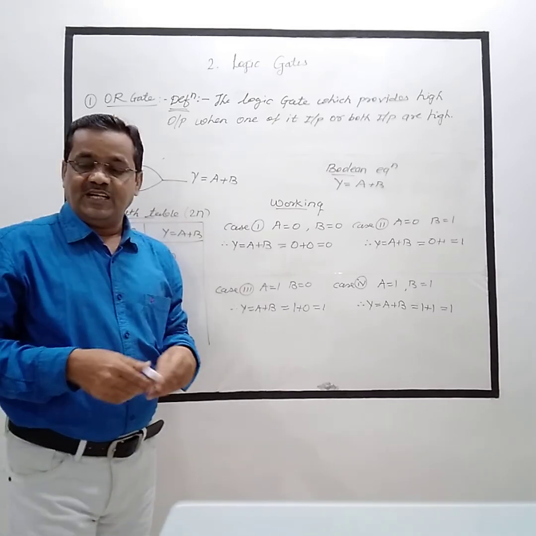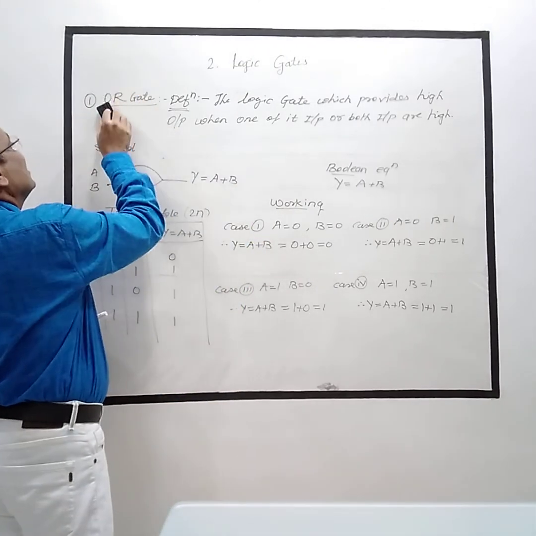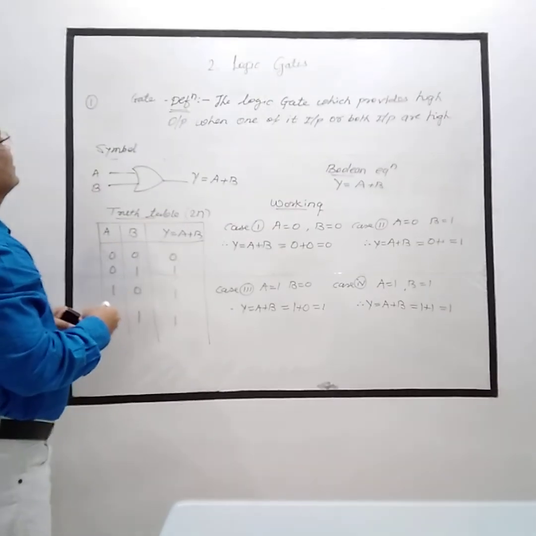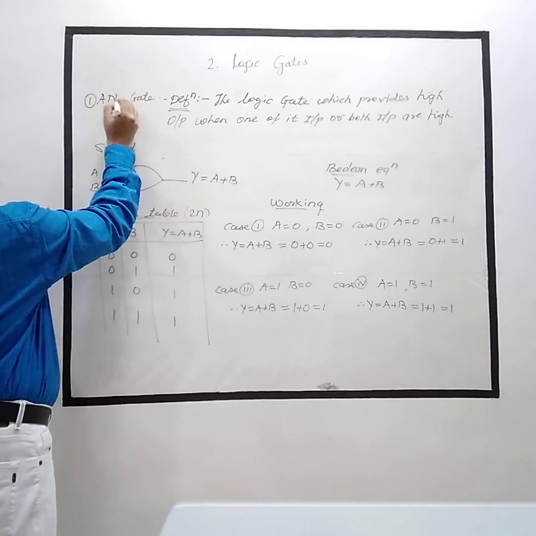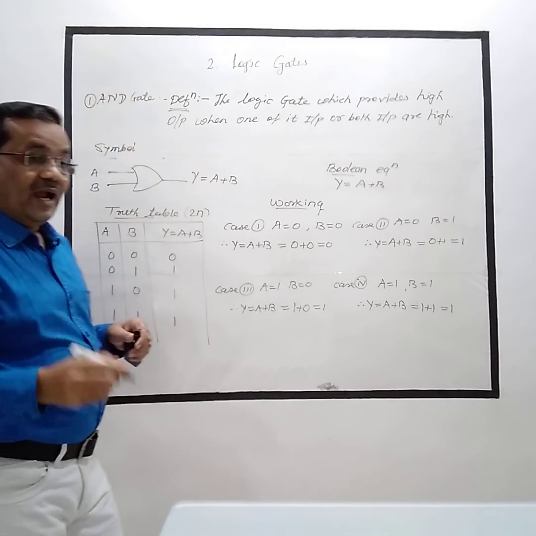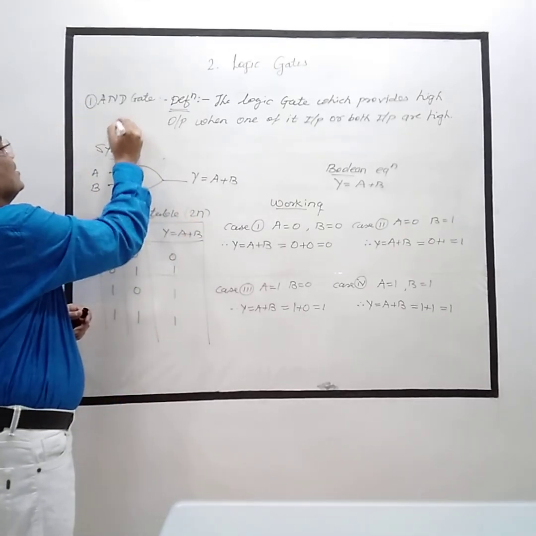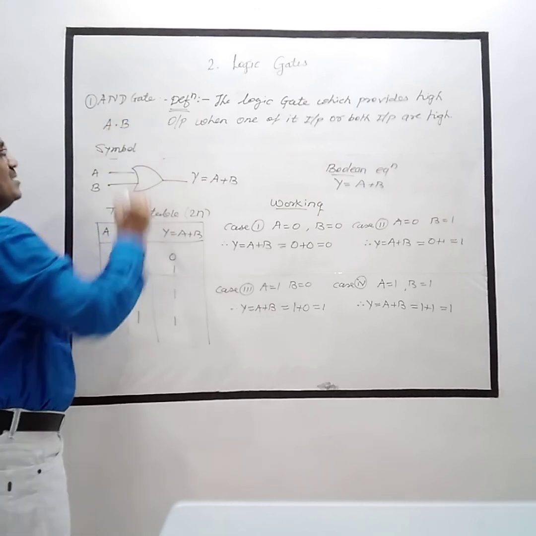Now let us consider the second basic gate, which is the AND gate. AND means into, that is product. AND means into, that is A dot B. This is ANDing.